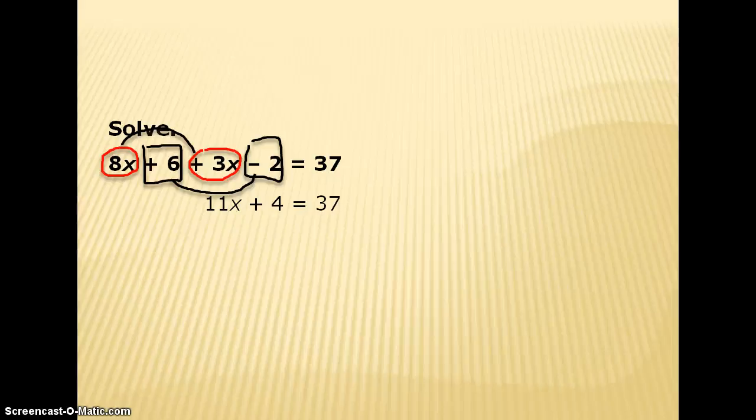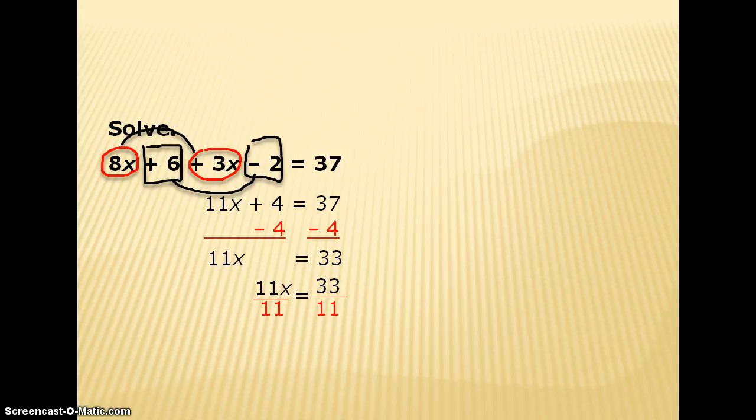To get x by itself, we start by getting rid of the plus 4 by subtracting 4 on both sides. So now we have 11x equals 33. We divide to undo the multiplication and get x equals 3.